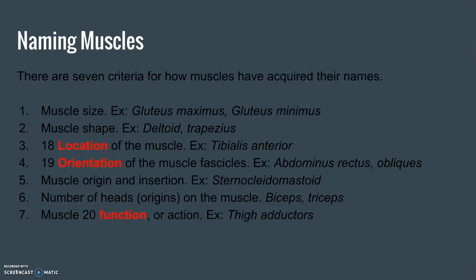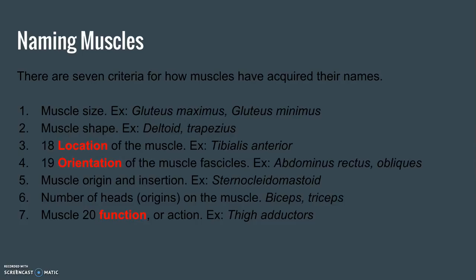The third criteria is location of the muscle. Tibialis anterior. Anterior means the front, so that's how that muscle got its name. Also, number 4, the orientation of the muscle fascicles. We have the abdominis rectus, or the obliques. Rectus goes up and down, and obliques are an oblique angle, so kind of a side to side, high to low kind of angle.